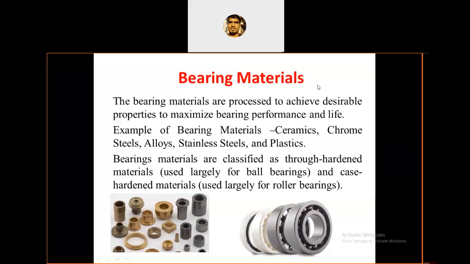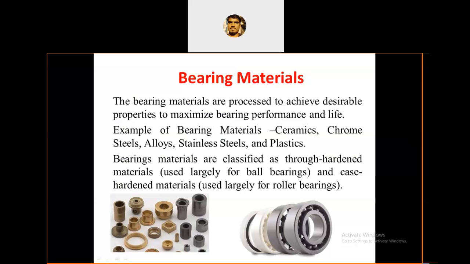What is meant by hardening, heat treatment? So these are all case hardened materials. In some of the materials, we have to use case hardened materials. That is what rolling bearings. In the roller bearings, we have to use case hardened materials. In some of the ball bearings, we simply use hardened materials. So these are some examples of bearing materials. These are the different types, and these are the bearings which are made by different materials.